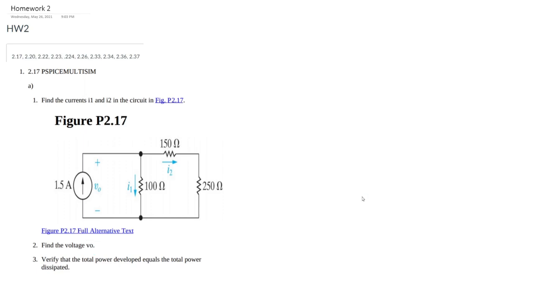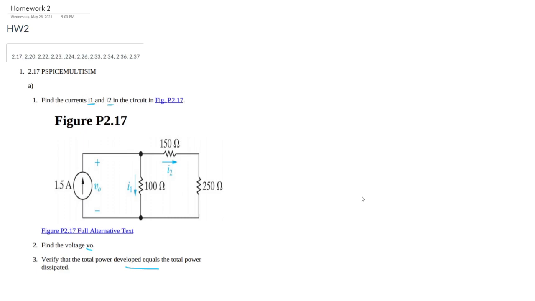which in the next course, VO usually denotes the output voltage of a system. So I'll just call it VO. And then, sorry, we need to find I1 and I2, then VO, and then verify that power developed equals the power supplied, or dissipated.